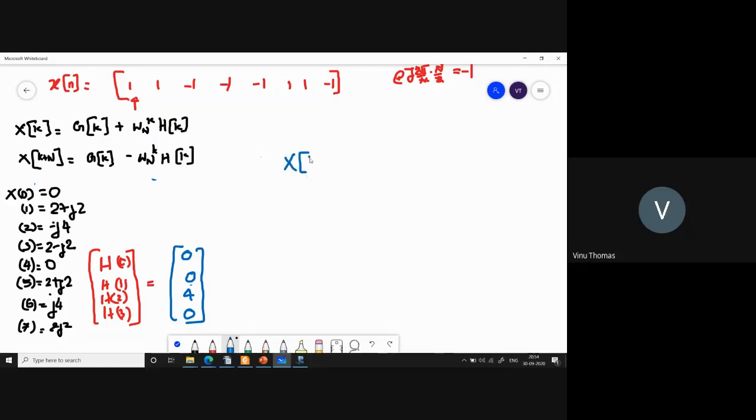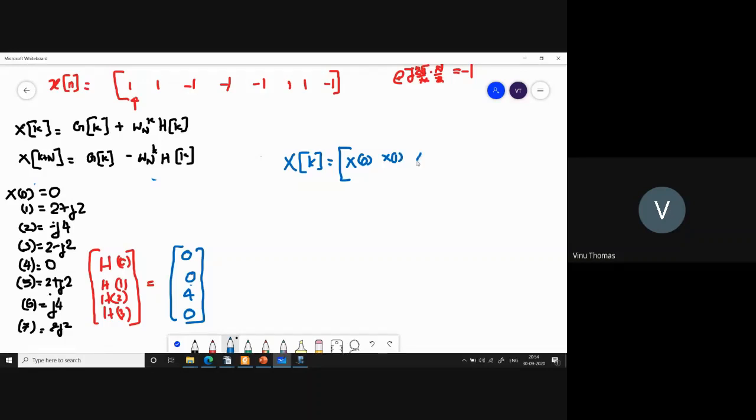So X of k can be computed very easily. The first would be the sum of all the samples, right? X of k would be the sum of all the samples, which you get here. The second sample you compute, the third sample you compute, until you go up to x of n by 2. So this would be the first sample, x of 0. So I will write x of 1.